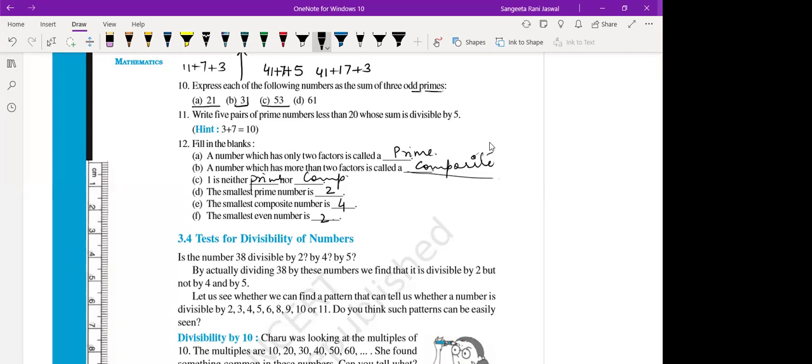Okay. And the smallest composite number is number 4, no? Because 2 and 3 are prime numbers. So composite numbers start from 4 because 1 is neither prime nor composite. So neither 1 is composite nor 2 is composite, 2 is prime, 3 is prime. So 4 is the composite number, smallest one.